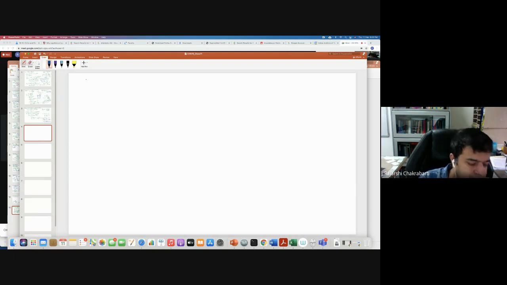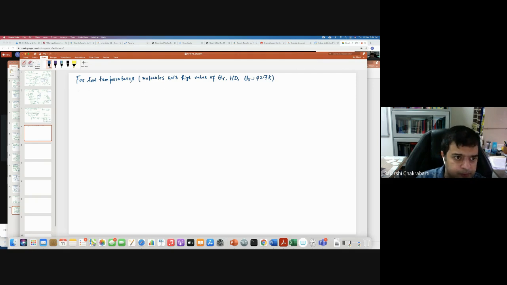For example, for low temperature, or with molecules with a high value of theta, such as HD, which has theta r of 42.7 Kelvin, quite large. In that case, one cannot use this expression.